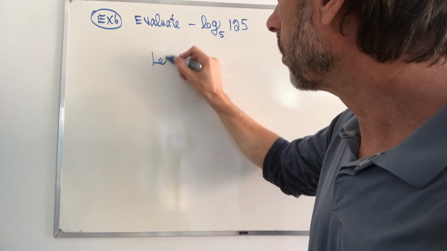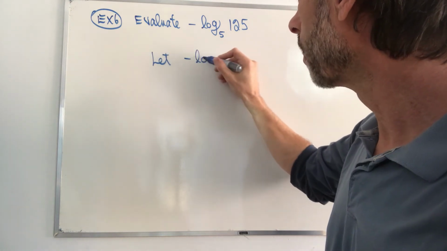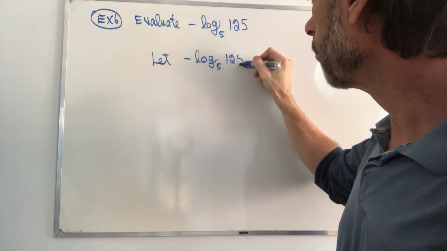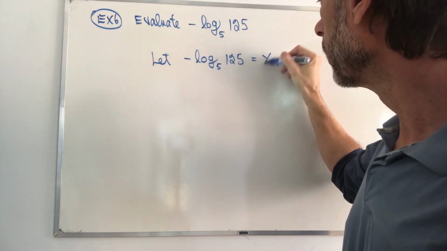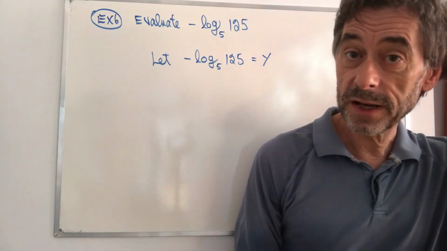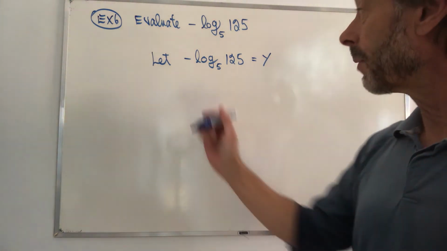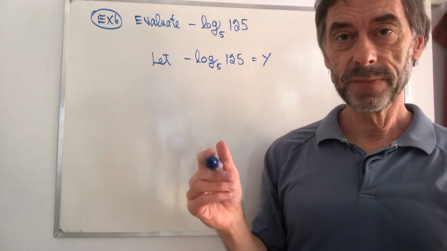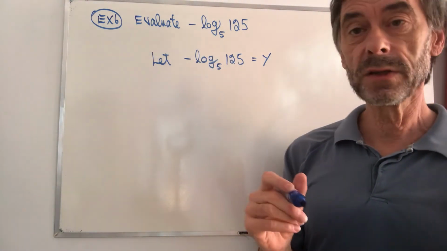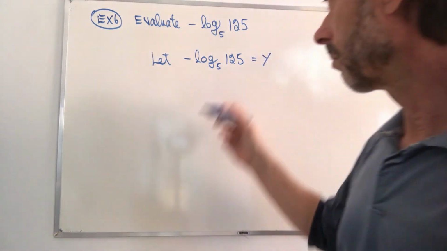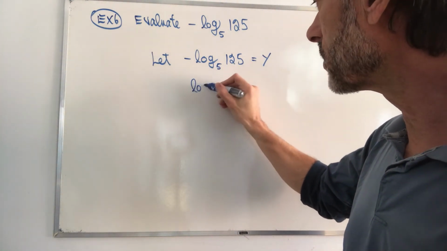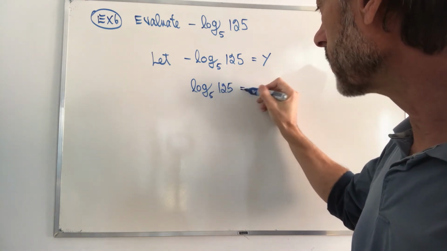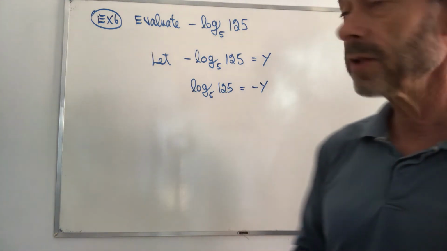So I am going to say let minus log base 5 of 125 be equal to y. Now what's bothering me here, well, bothering is a big word, is that there's a negative here. And for the first time, there's something in front of a log. What should I do with it? Well, I suggest that we do not deal with it. I suggest that we bring it to the other side.